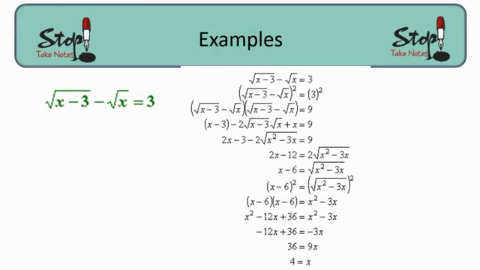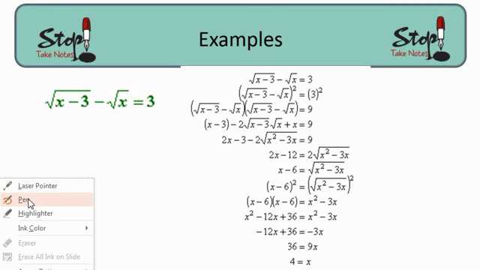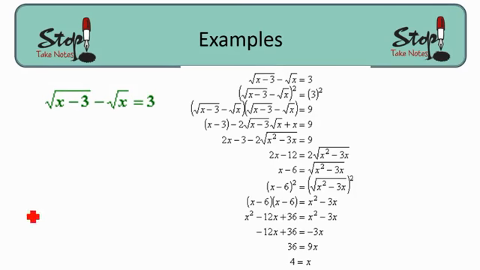So here we have the square root of x minus 3 minus the square root of x equals 3. Now, here there are two radicals, so we can't just simply square the left side and then just take away the radicals. Instead, we have to actually multiply it out. So try to follow along here. We're going to square it.